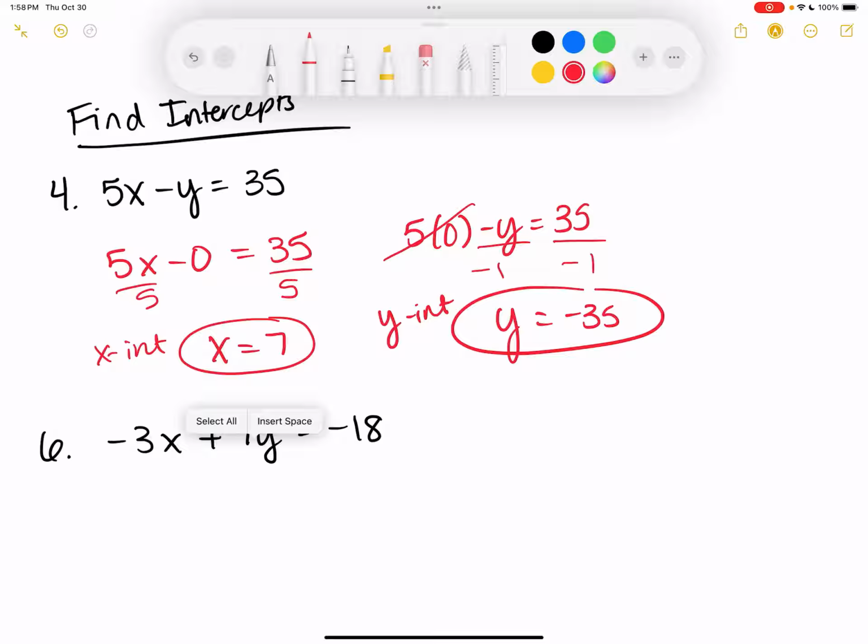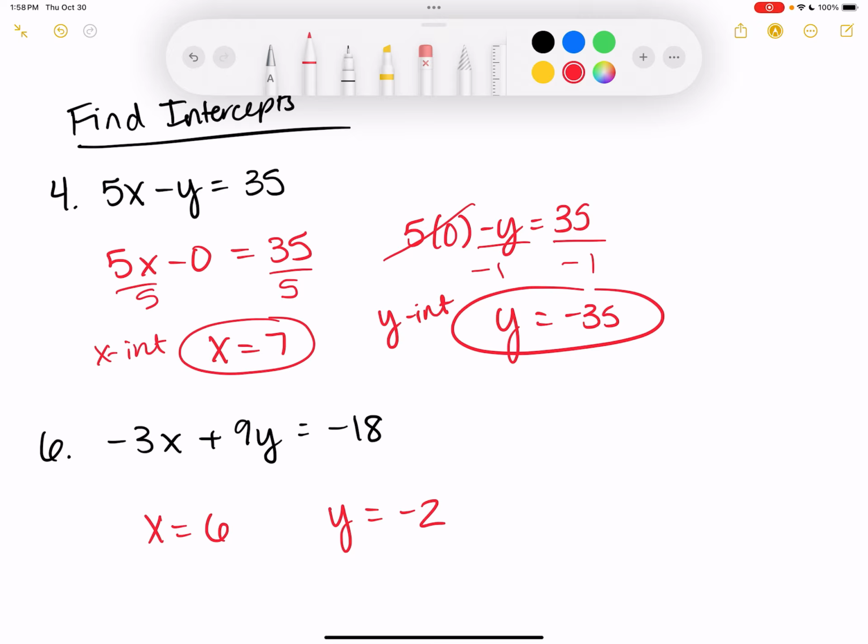-18 divided by -3 is equal to what? 6. 6, so I can just say x equals 6. Then I can do the same thing with the y value. We set x equal to 0, so I cover up the x. So I have 9y equals negative 18, so what is y equal to? Negative 2. So, very quickly, you're done just by doing the cover-up method.